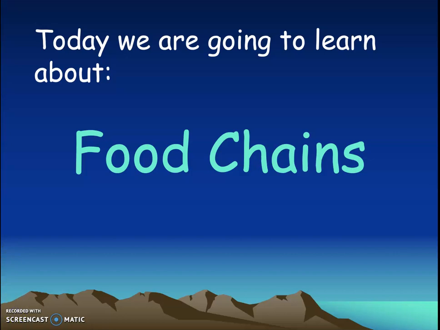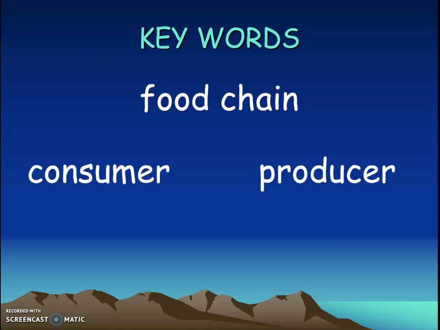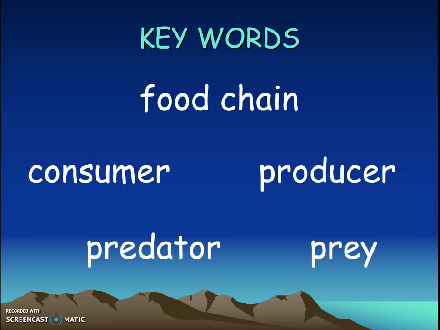Okay, so let's look at some key words that we're going to be seeing during this lesson today, and they are the following. We have obviously the title word, which is our food chain. We have things called consumers, we have things called producers, we also have predators, and we also have the word prey. All of these are going to be explained in detail over the coming slides.